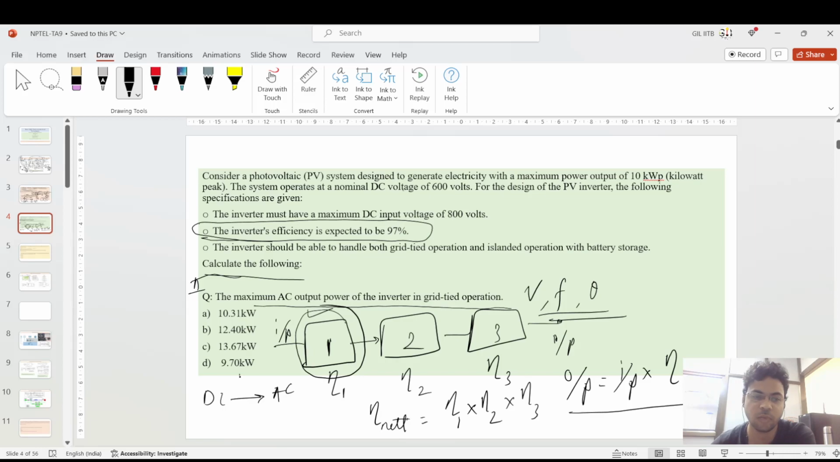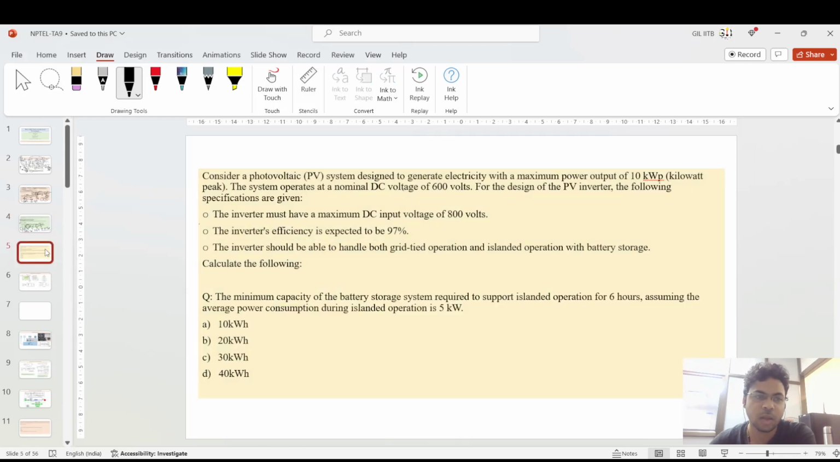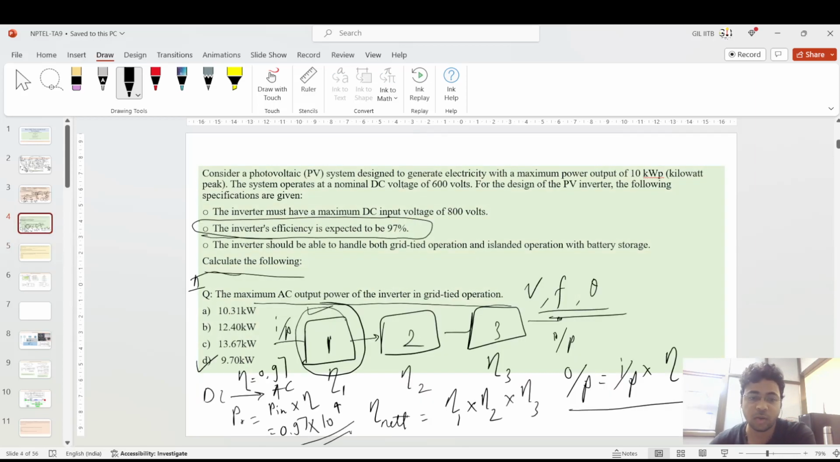There is only a single system, that is, a single stage conversion from the DC side to the AC side. So one efficiency is given, that is 0.97. So P out is equal to P input multiplied by efficiency, that is 0.97 multiplied by the P input, which is 10 to the power 4, the max power which can be generated. So it will come out to be 9.7 kilowatt.